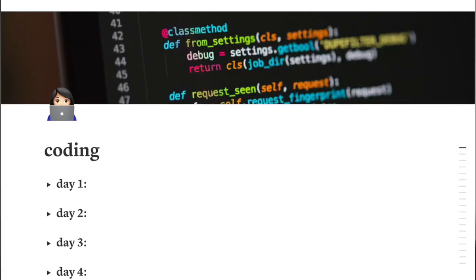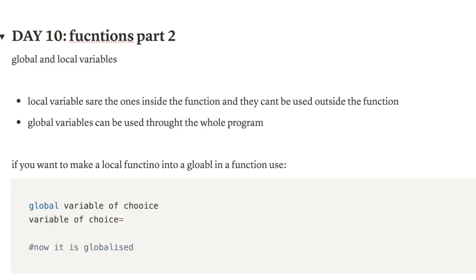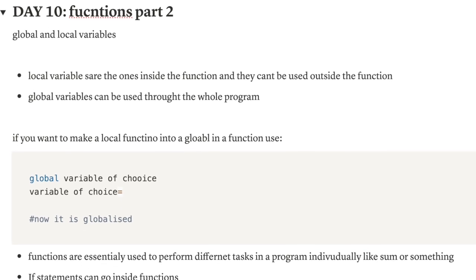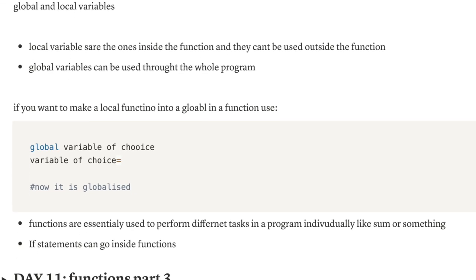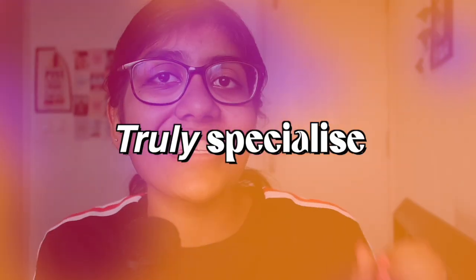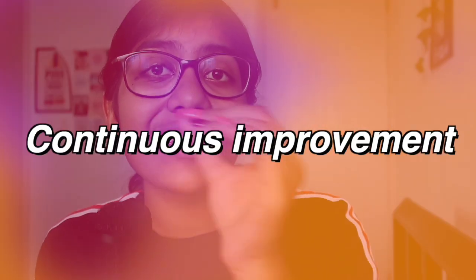I personally wanted to learn coding at some point in my life. Yeah, didn't really love it. But point is, I kept a Notion page of every single class that I had and I documented what I learned in order to monitor my progress. The only way to improve and truly specialize at your skill is by tracking it and ensuring continuous improvement.